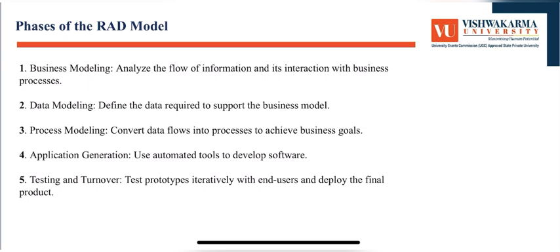Third is process modeling. It translates data flow into actionable processes to achieve business objectives and maps specific workflows for system operations. Fourth is application generation. It uses automated tools and development environments to quickly create the application. Prototyping tools often aid in this phase.